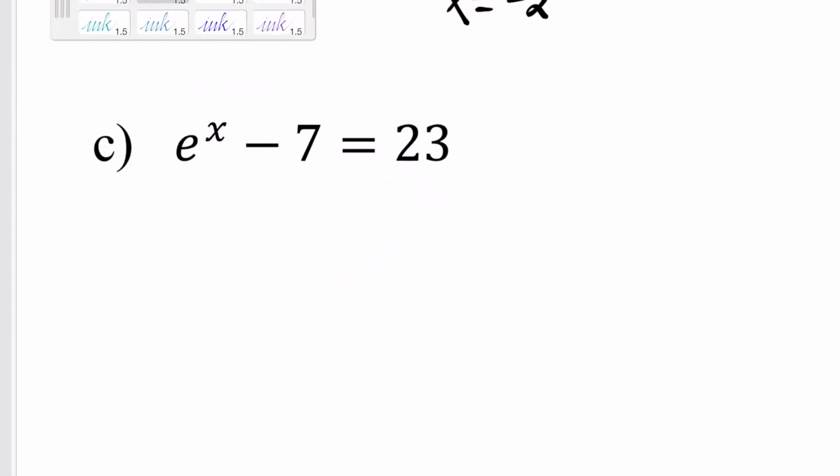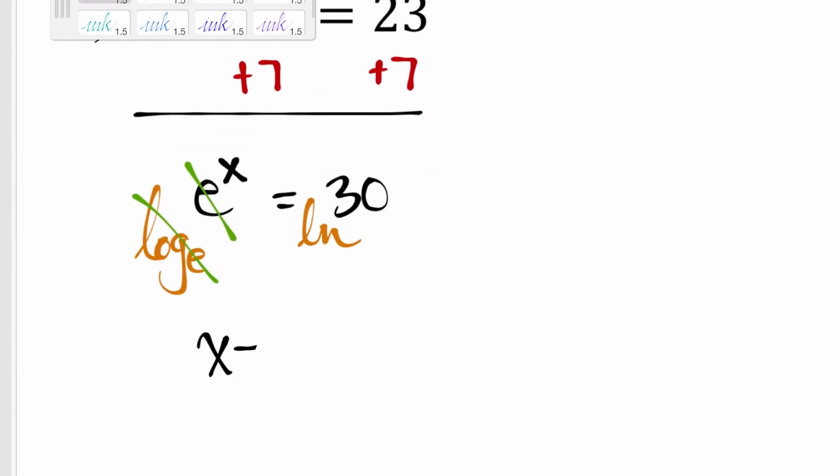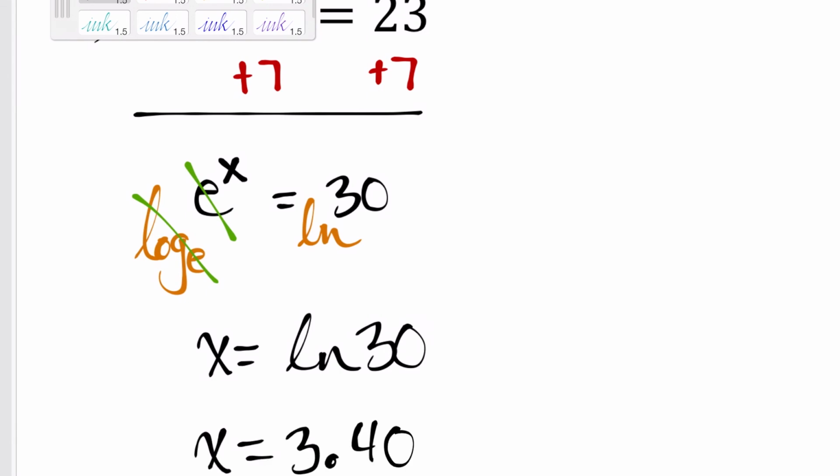Next one, I have a 7 that is with my e to the power of x, and so I need to move that 7 to the other side. Now that the e is alone, I need to get rid of it, and in order to get rid of a base of e, I need to do a log base e, which is pretty much just a natural log or an ln. The log base e and the base e cancel each other out. So in my calculator, I'm plugging in the natural log of 30, which is going to give us 3.40.